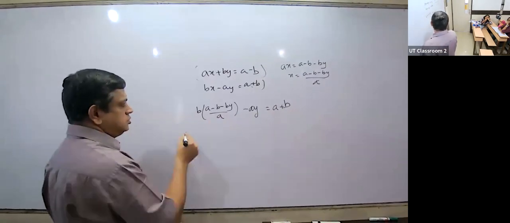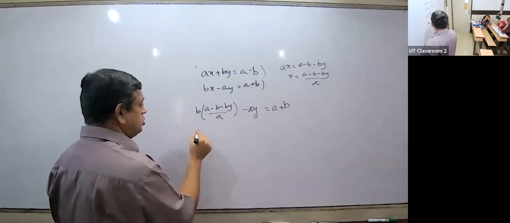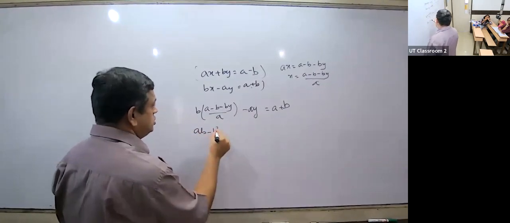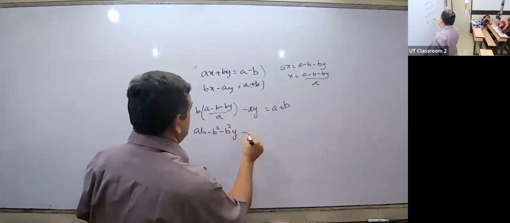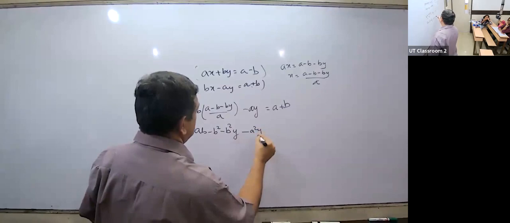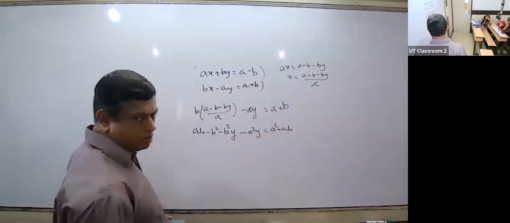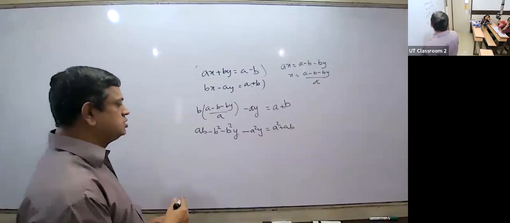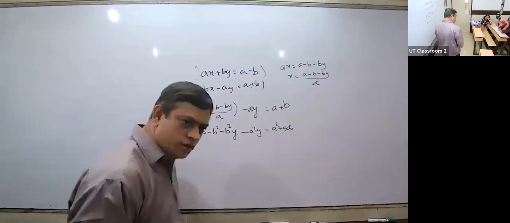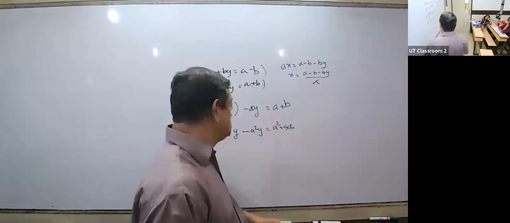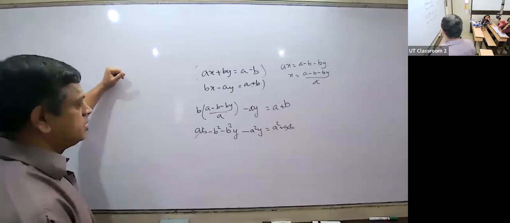So open the bracket and take the LCM. B will be multiplied. Are you following? This gives minus B square y minus A square y is equal to A square plus AB. Are you following? First multiply and open, then you can see the simplification. Did you follow the part now? Okay, so you will get x is equal to 1 and y is equal to minus 1.